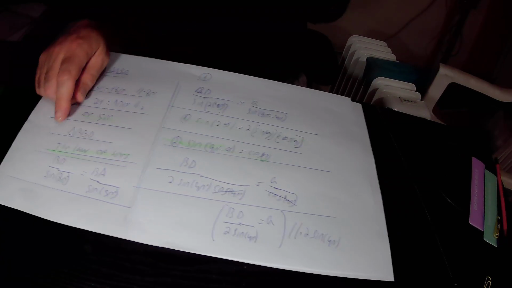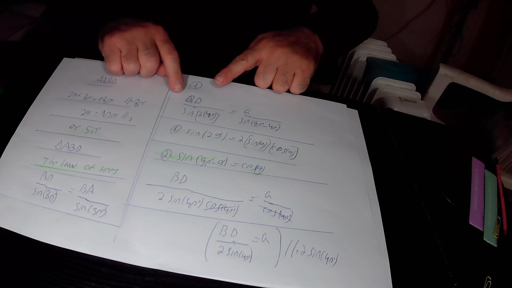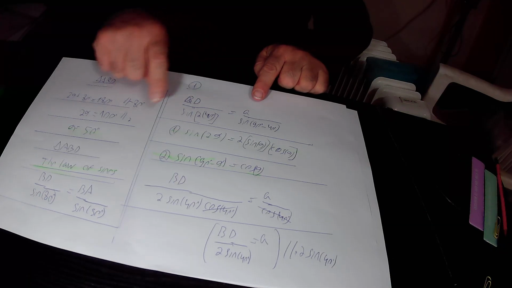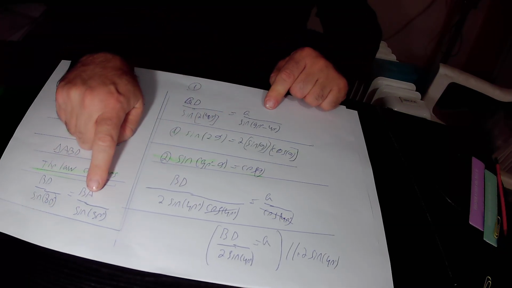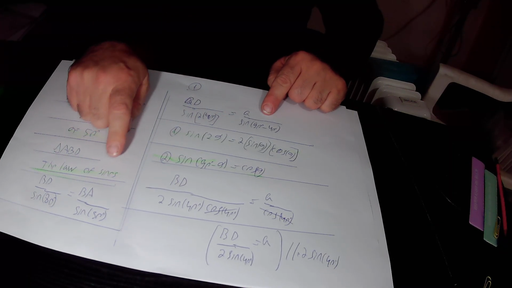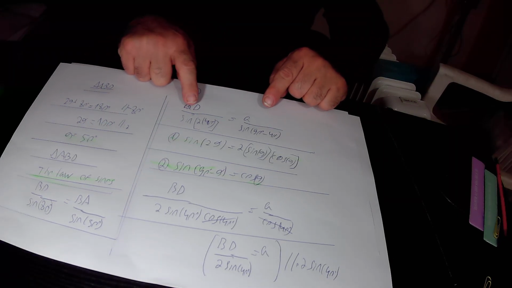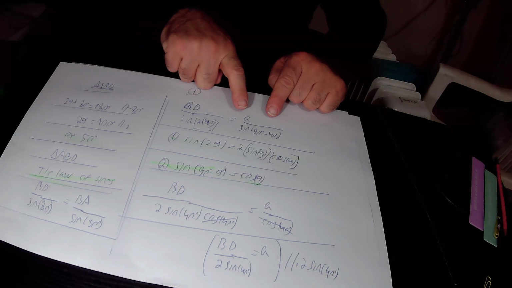So in total, we found out that BD over sinus 80 degrees, which is sinus 2 times 40 degrees, equals BA, that is A, over sinus 50 degrees. Sinus 50 degrees is sinus 90 degrees minus 40 degrees. So in total, we found out that BD over sinus 2 times 40 degrees equals A over sinus 90 degrees minus 40 degrees.